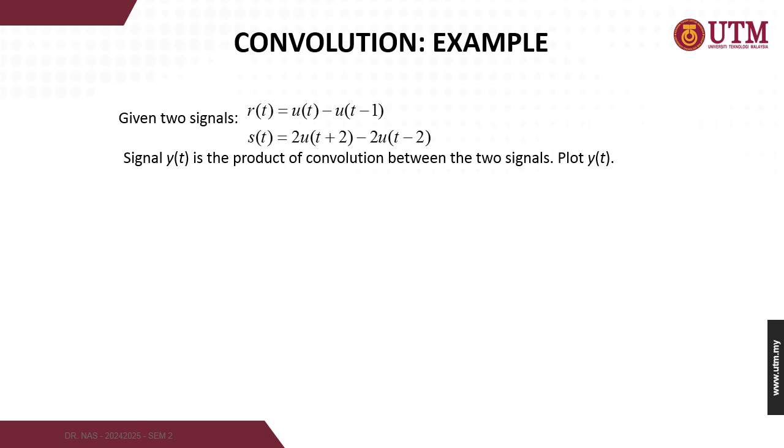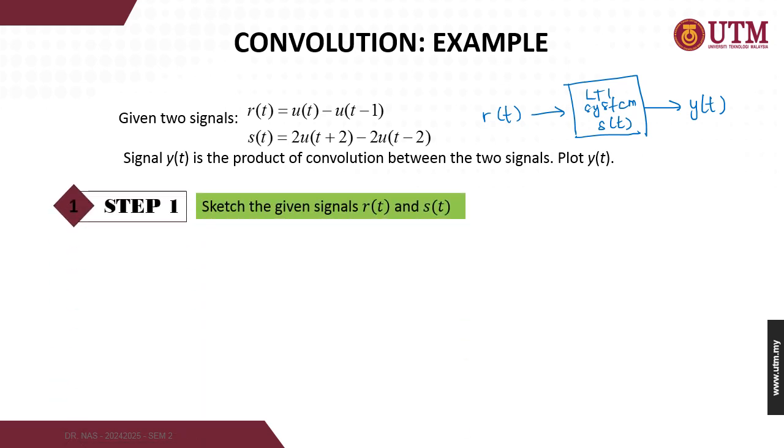Okay, this slide onwards will guide you how to solve convolution between two signals. For example, if you have r(t) as the input into an LTI system given by s(t), and you get the output y(t). So the first step, you need to sketch the given signals r(t) and s(t).